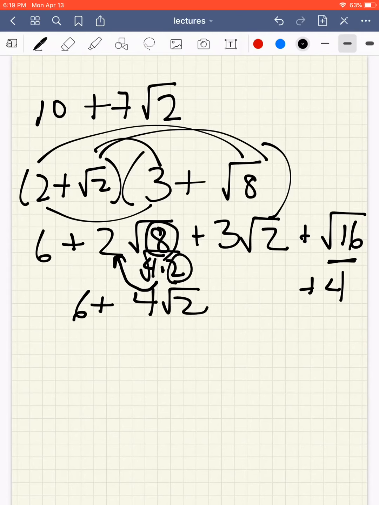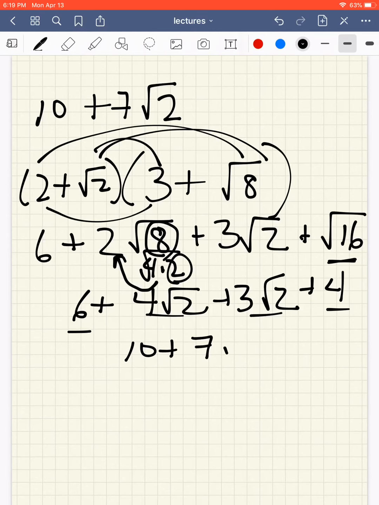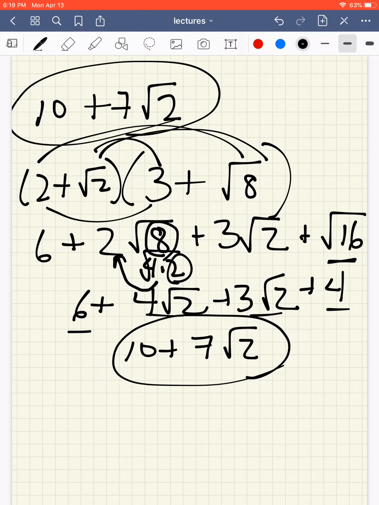Don't forget this square root of 2. And then plus 3 square root of 2 plus the 4 that we got from the square root of 16. So we get 6 plus 4 is 10, plus 4 plus 3 is 7 square root of 2. So either way, you get the same answer. I'll allow you to do it whichever way you want. The problem sometimes is when we don't simplify early on, we don't recognize that the numbers that we have left over are actually numbers that need to be simplified. So just be careful when you do that.